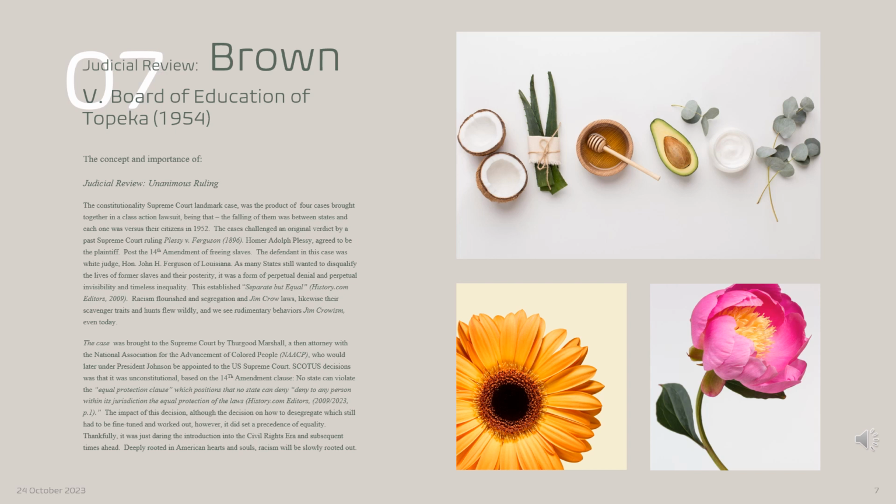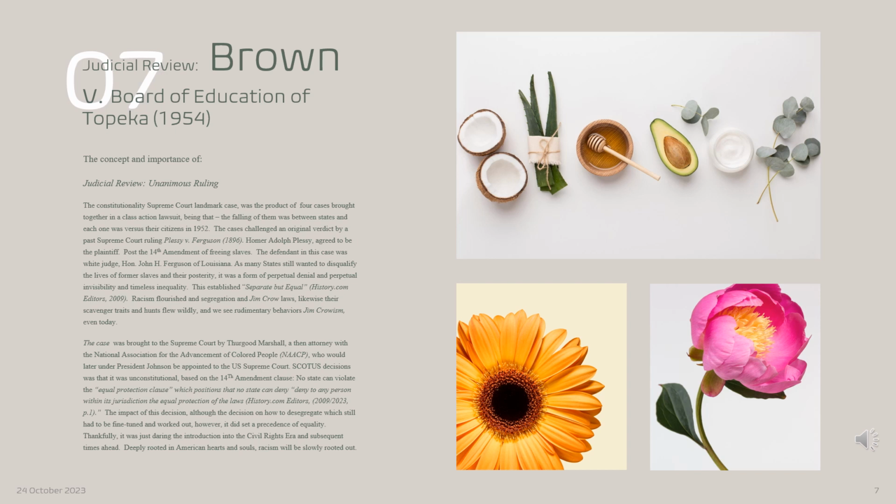The cases challenged an original verdict by a past Supreme Court ruling. For instance, first, Plessy v. Ferguson in 1896. Homer Adolph Plessy, who agreed to be the plaintiff, opposed the 14th Amendment of freeing slaves. The defendant in this case was a white judge, the Honorable John H. Ferguson of Louisiana. As many states still wanted to disqualify the lives of former slaves and their posterity. It was a form of perpetual denial and perpetual invisibility and timeless inequality. This established separate but equal.